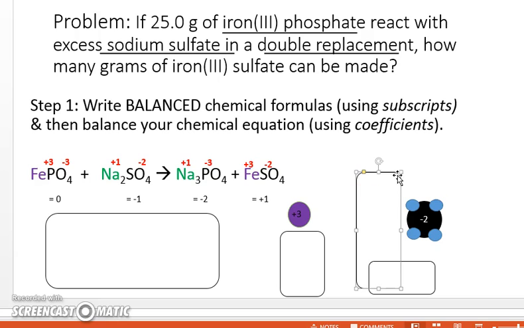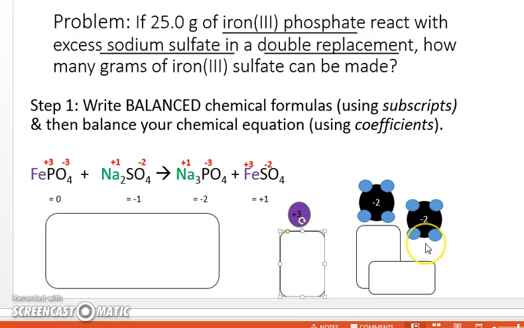If I add 1 more sulfate, I now have 2 sulfate, 1 iron, so a -4 charge over here, +3 right here. I'm at -1, so that sent me the opposite direction. So I need to continue to add either element or compound until I get a balance of 0.